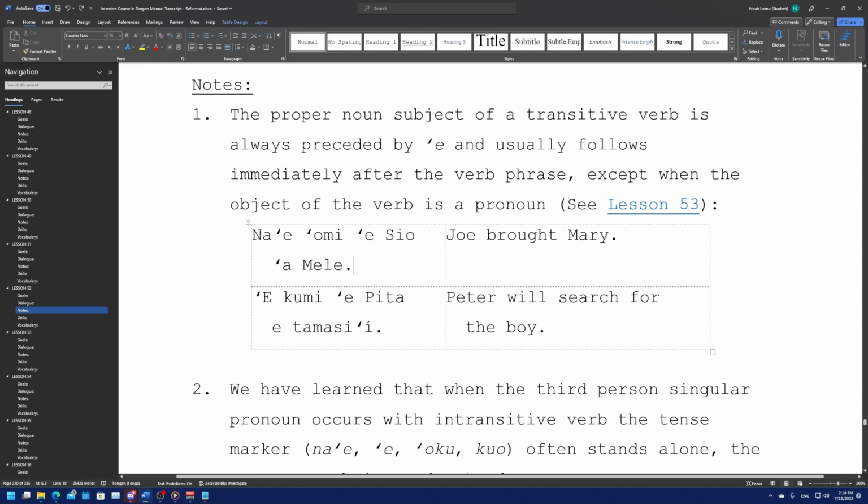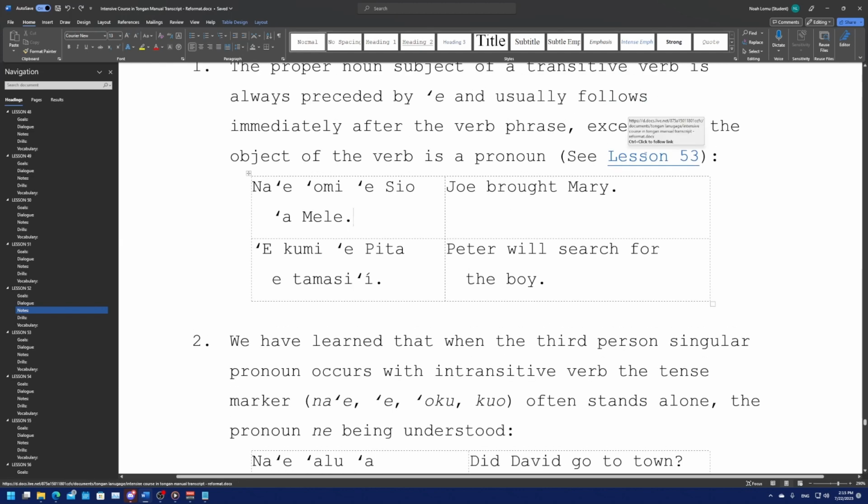So if you said like Naomi SEO akepu, like ikai Naomi amele SEO, I mean, actually, I don't know. That doesn't sound very good. But I guess if you just wanted to emphasize like Naomi amele SEO, and then ekumi epita tamasi. So, except when the object of the verb is a pronoun. Okay, so they're just saying like next lesson they'll talk about that.